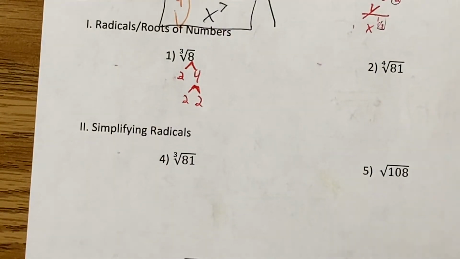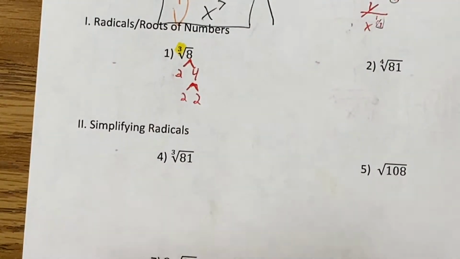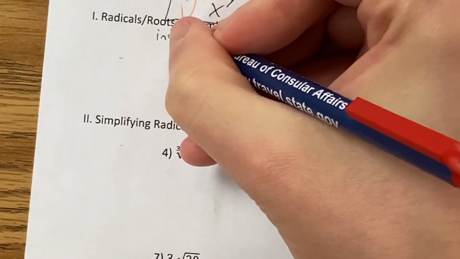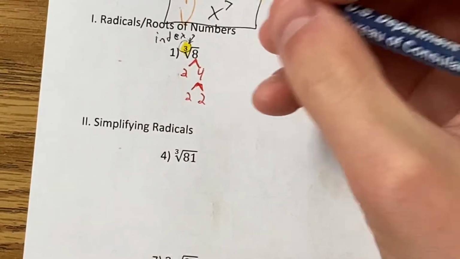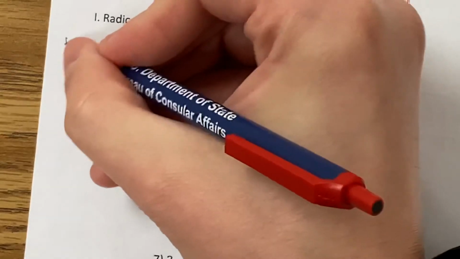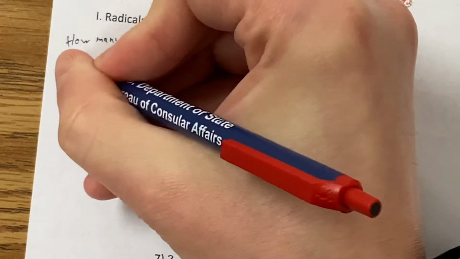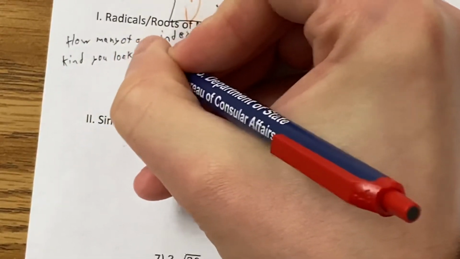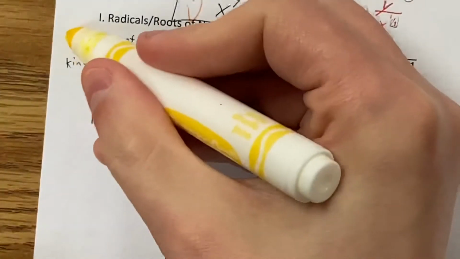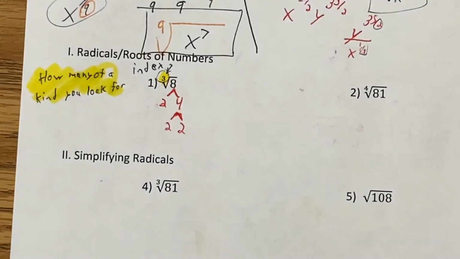Once you have completed the number tree where nothing else can split up, you're going to look at the index right there. The index, vocab word, is the small little tiny number there. That tells you how many of a kind you need. So that number is how many of a kind you're going to look for.